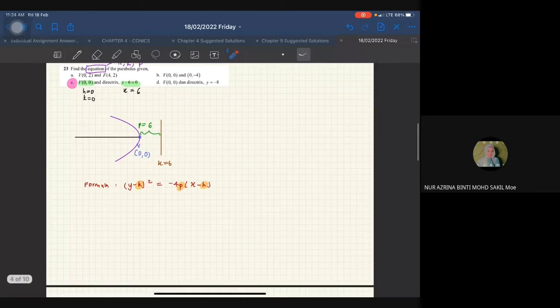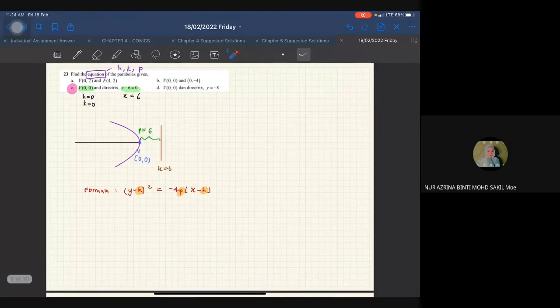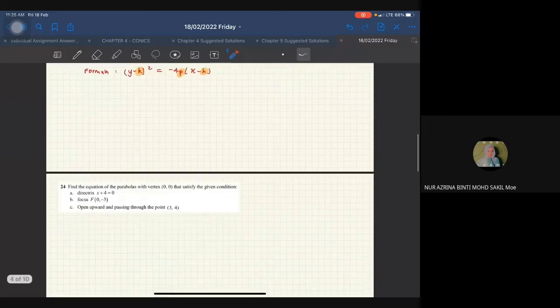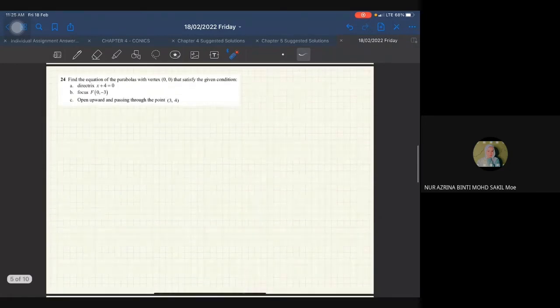Okay, so saya anggap 23C settle. Okay ke? Boleh saya teruskan kepada soalan yang lain? Boleh. Alright, so number 24. Okay, so dia ada bagi kita satu vertex. Valerie, 24 ni which part? A, B or C? C. Okay, so let's go straight away to C.